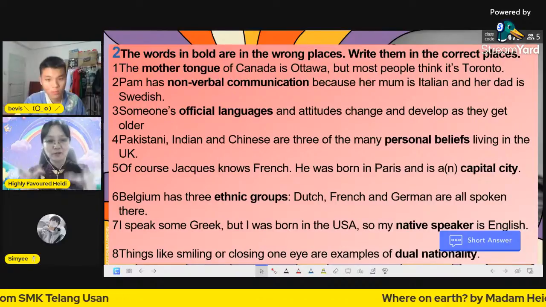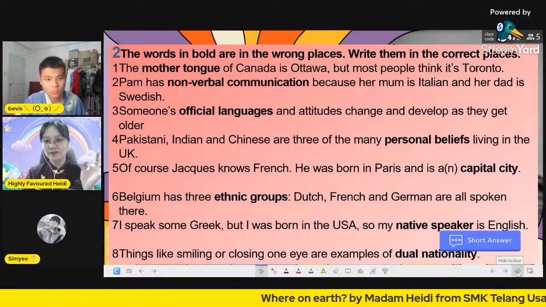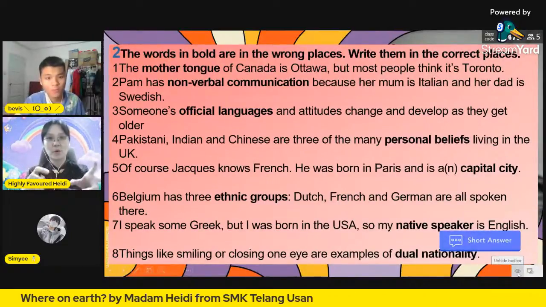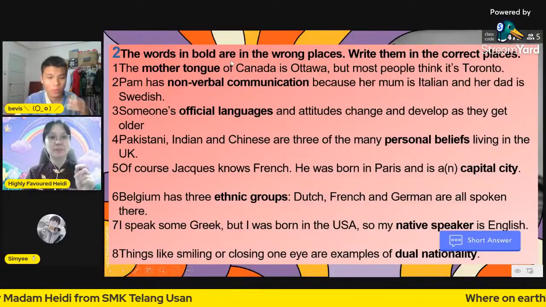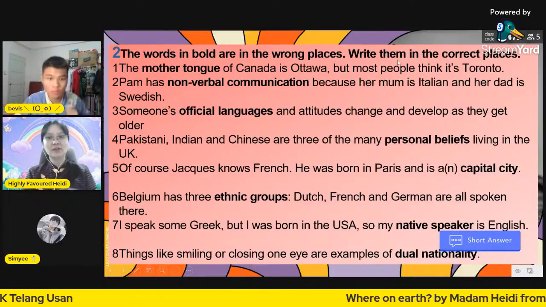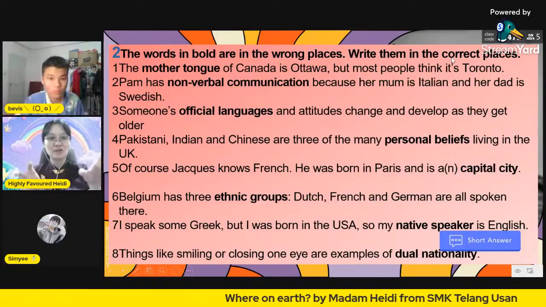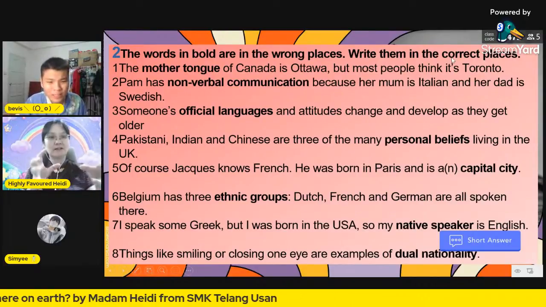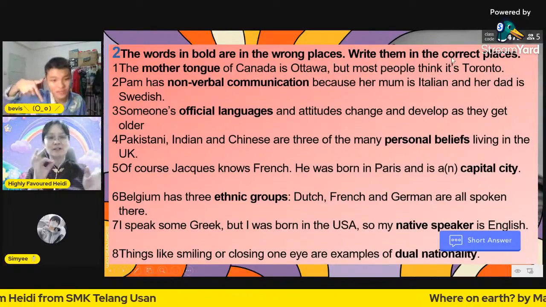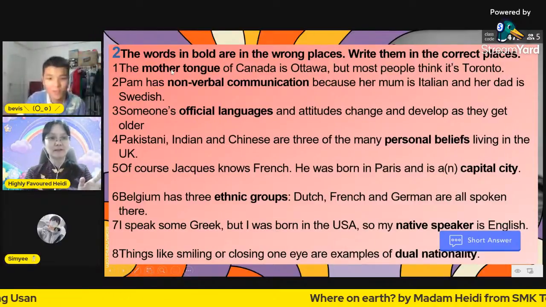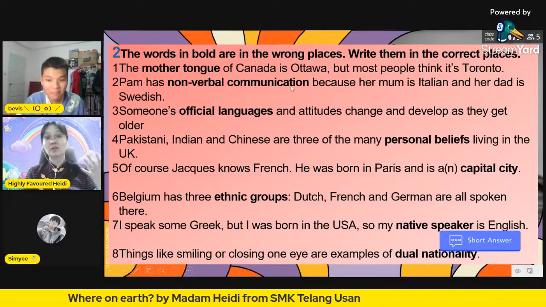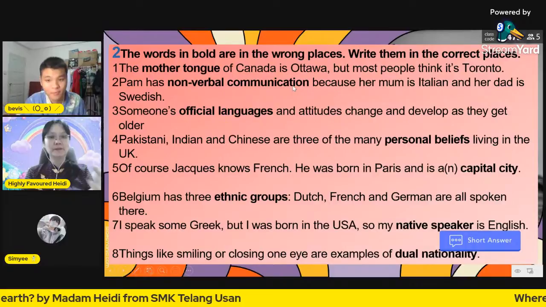Okay, you know whatever that Simi and Bevis have just read, the vocabulary, the highlight, the bold, actually is at the wrong place. So you see, the words in bold are in the wrong places. So write them in the correct place. So mother tongue, where is this mother tongue supposed to be? In which sentence? Maybe you can just write on top. Okay, maybe mother tongue is supposed to be number 7. So you write 7 on top of mother tongue. Or you say, Pam has non-verbal communication. If you think this non-verbal communication should be in sentence 4, you can write 4.